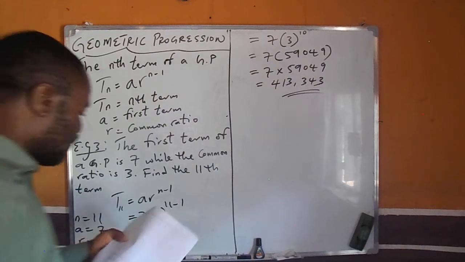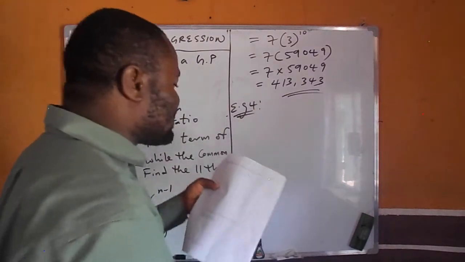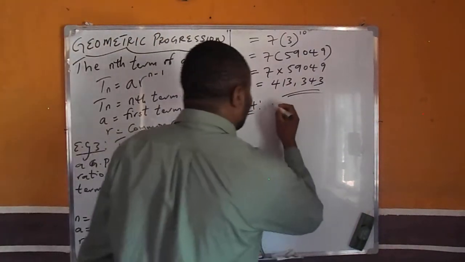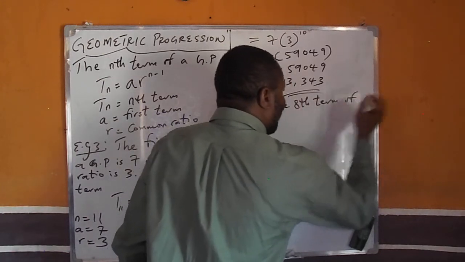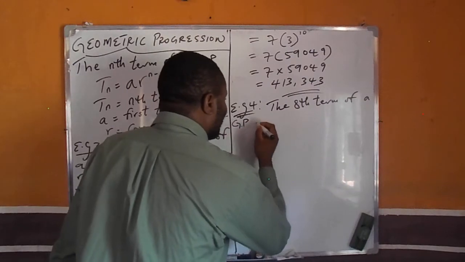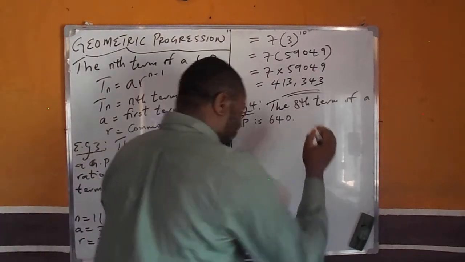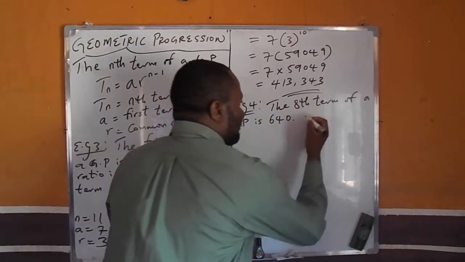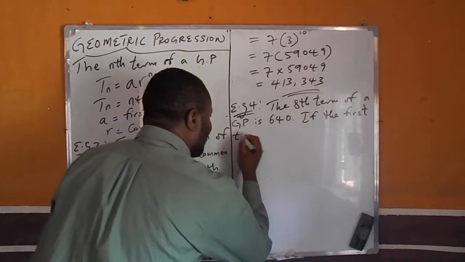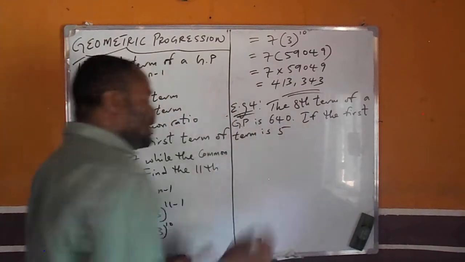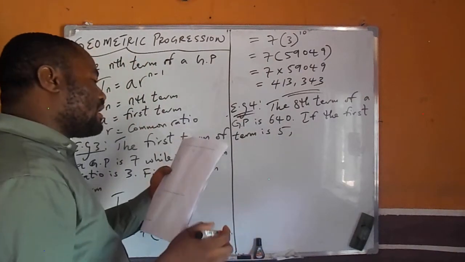We pick another example here. Example 4 says that the 8th term of a GP is 640. If the first term is 5, find the common ratio and the 10th term.